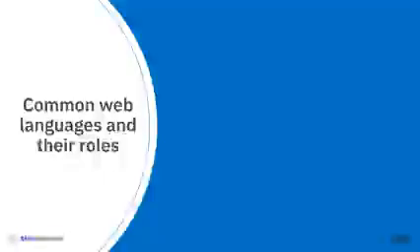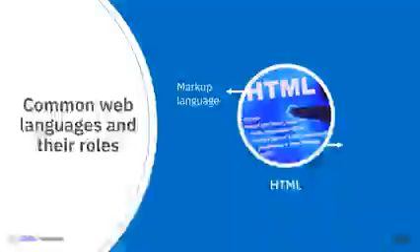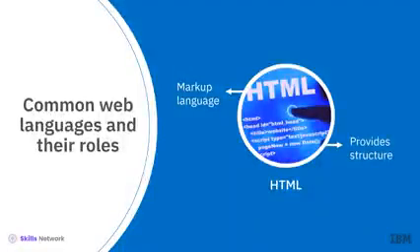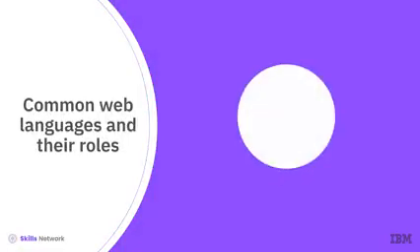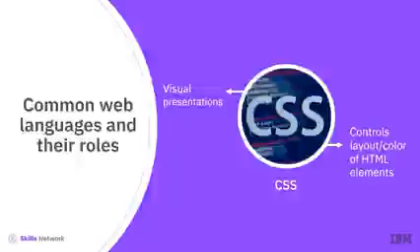Let's now explore some of the most common web languages and their roles in web development. Hypertext Markup Language, or HTML, is the standard markup language used to develop websites. It provides the structure for organizing content. Cascading Style Sheets, or CSS, is responsible for the visual presentation of web pages. It controls layout, color, typography, and other visual aspects of HTML elements.